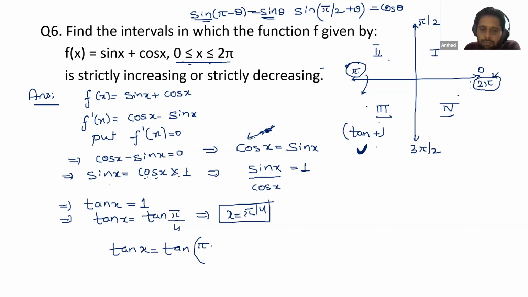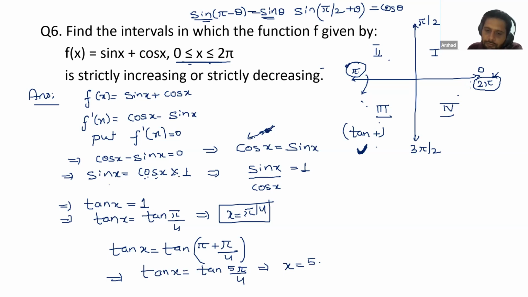So tan x is equal to tan of pi plus pi by 4. Why are we adding plus? Because we need the angle in the third quadrant. The 5 pi by 4. Yes, that's correct. Then we get tan x is equal to tan 5 pi by 4, and from this we get x is equal to 5 pi by 4.